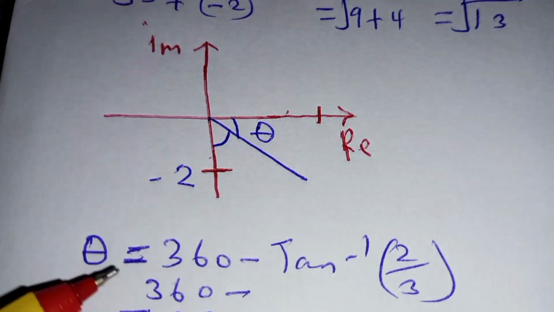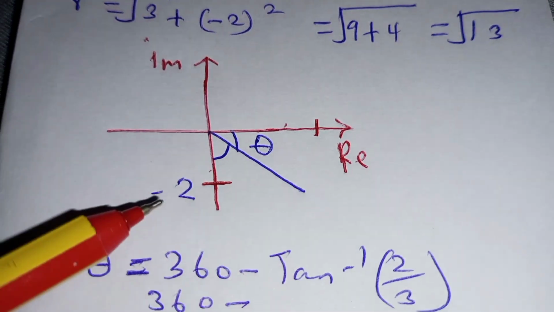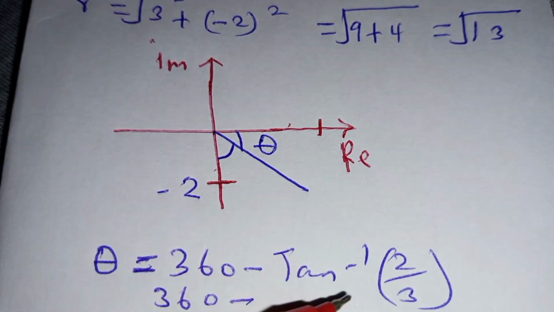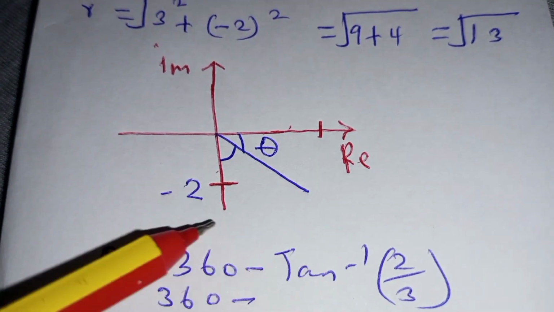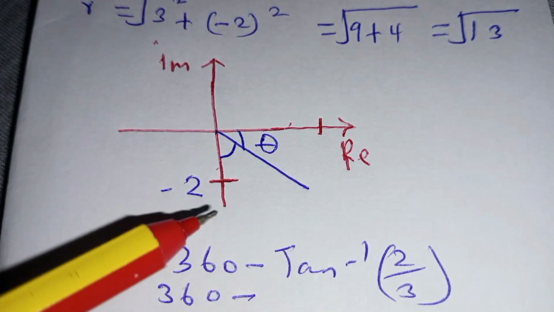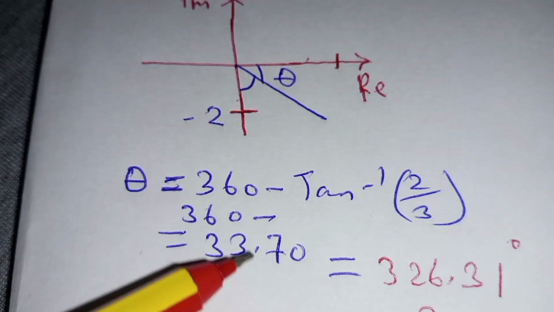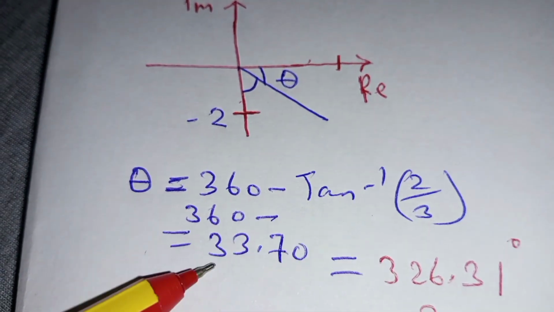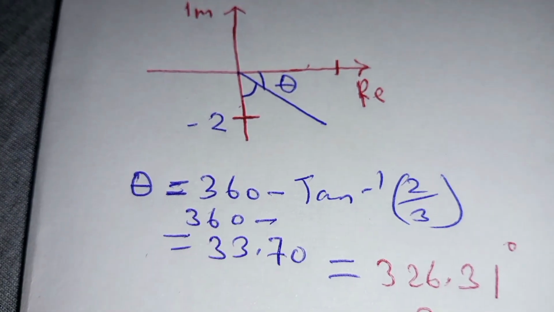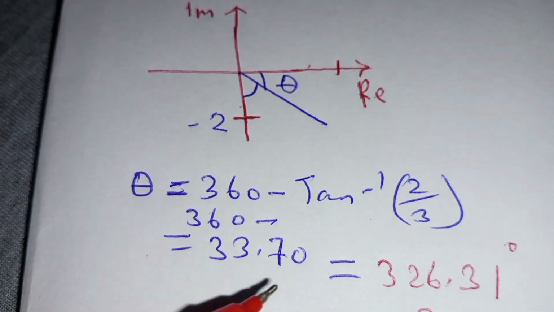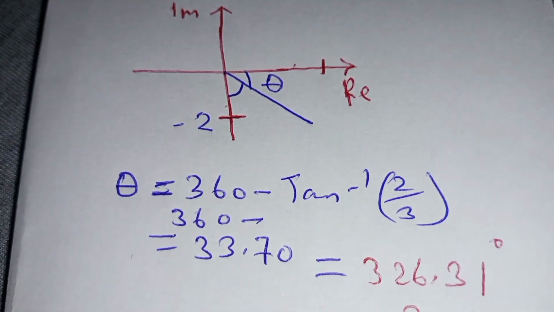So to get theta, it will be 360 degrees minus tan inverse of negative 2 over 3. In this case, this negative is to show you the quadrant where it is. So it is 2 over 3. From the calculator, tan inverse of 2 over 3 is 33.70. 360 degrees minus that 33.70 will give you 326.31.